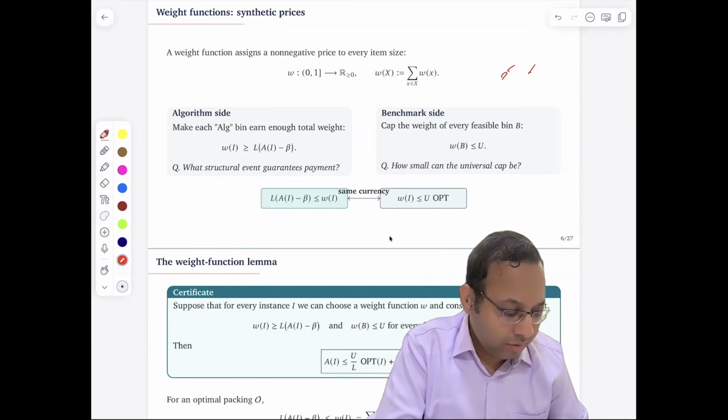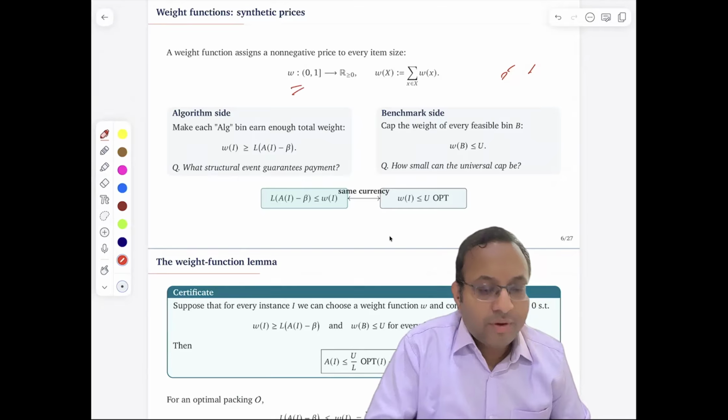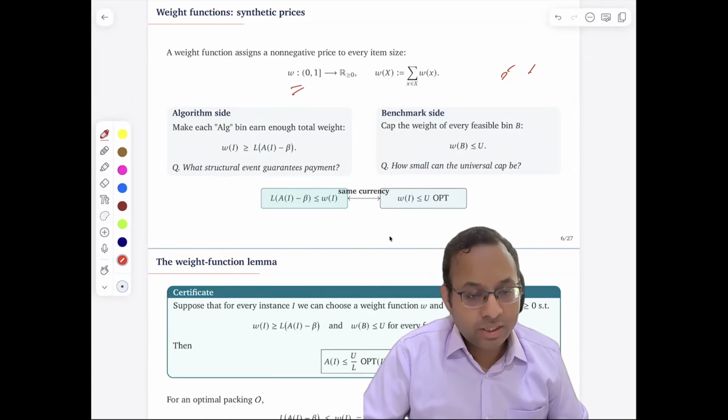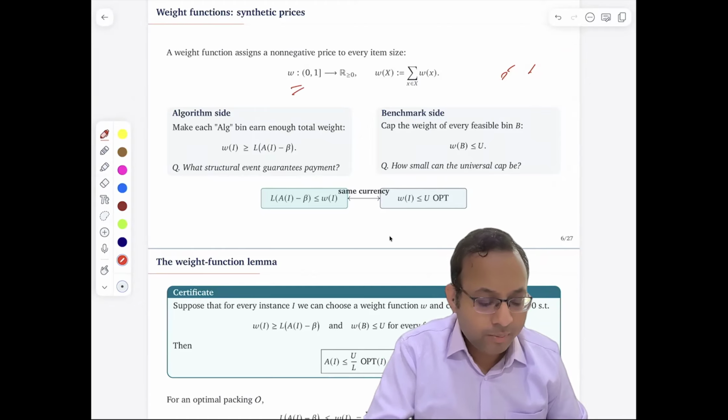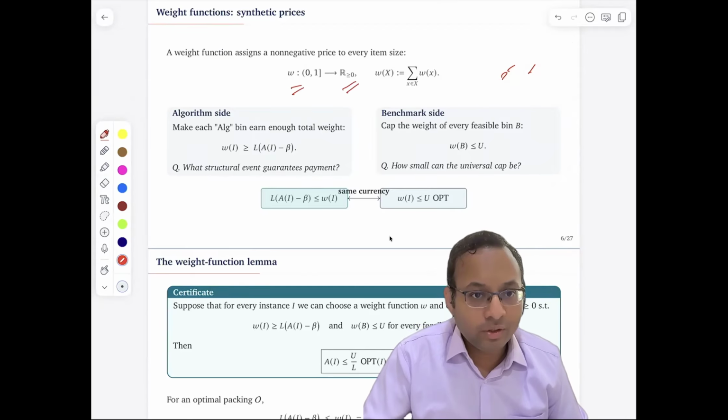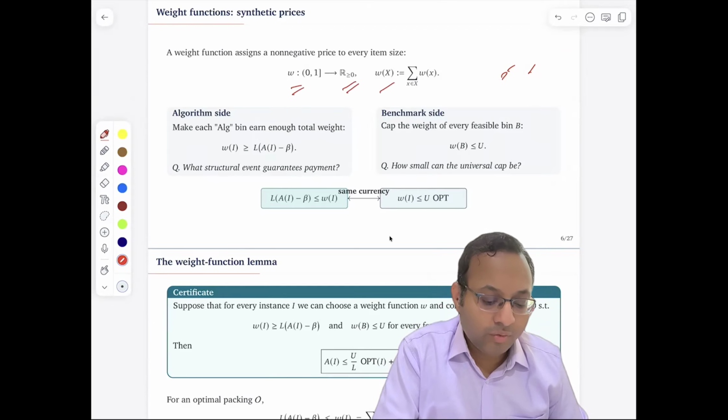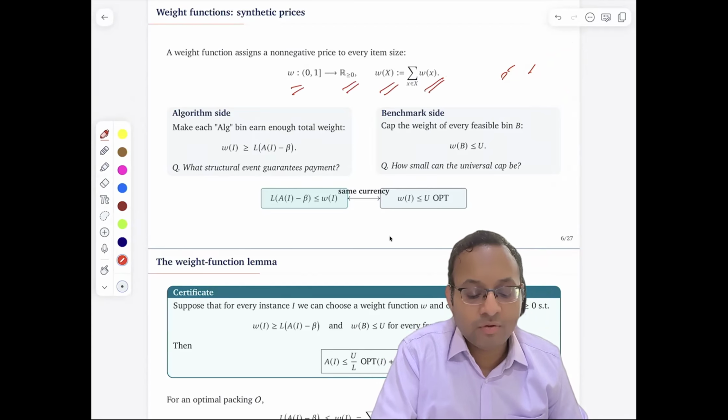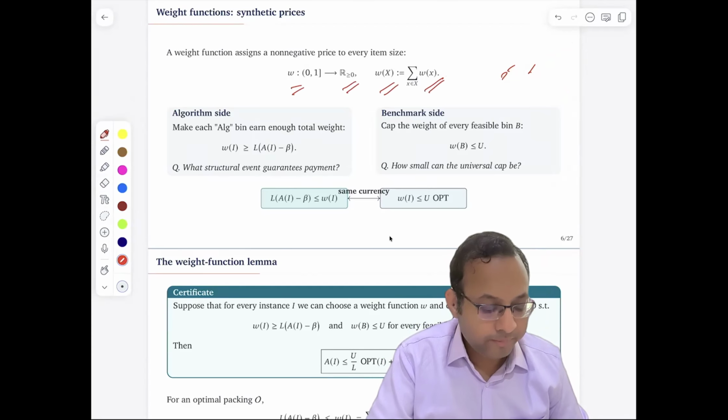Now in weight function, we have a function W which takes the size of the item, which is between 0 to 1, and puts a non-negative quantity on that. And we can say that the total weight of a subset of items is just the sum of the weights of individual items.